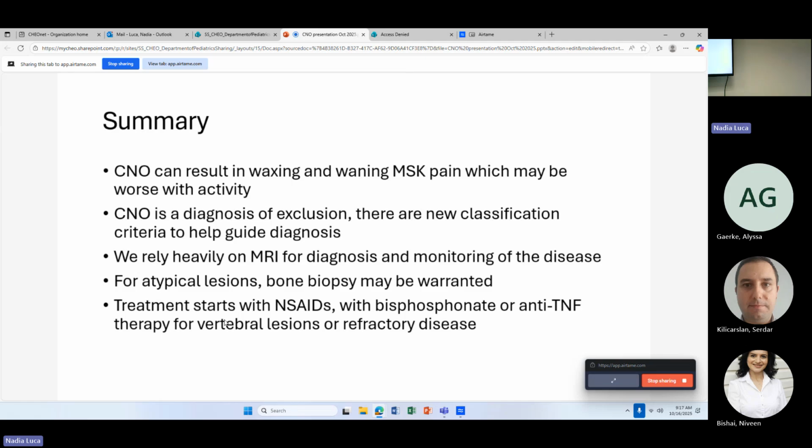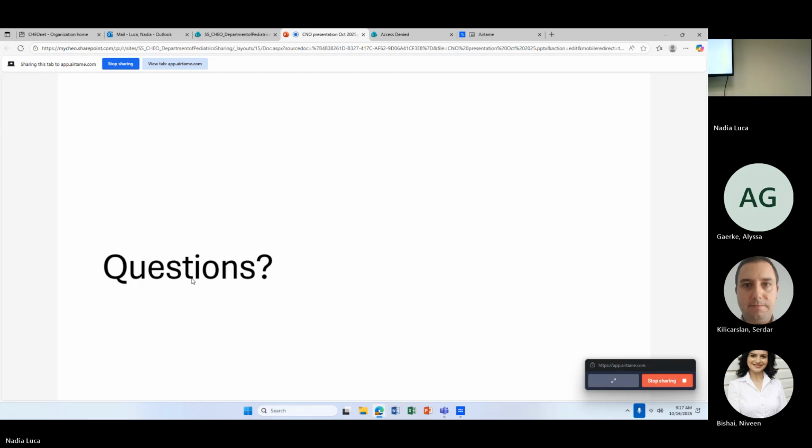So in summary, this can result in waxing and waning MSK pain, which may be worse with activity. That's an important point to drive home. It's a diagnosis of exclusion, but we do have these new classification criteria that can help you. We rely heavily on MRI. If you have any diagnostic uncertainty or atypical lesions, then a bone biopsy is warranted. And then the treatment approach starts with NSAIDs and then considering bisphosphonates or anti-TNFs for vertebral lesions or refractory disease. And that's it.